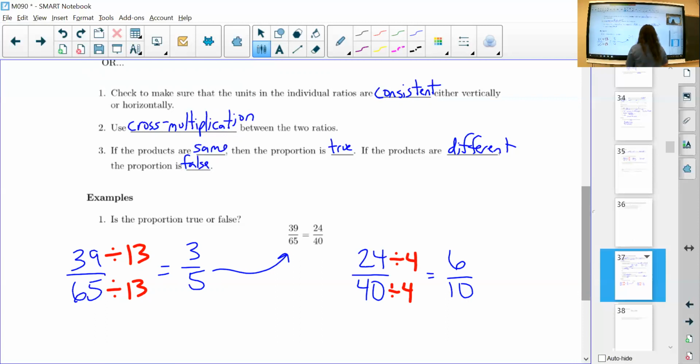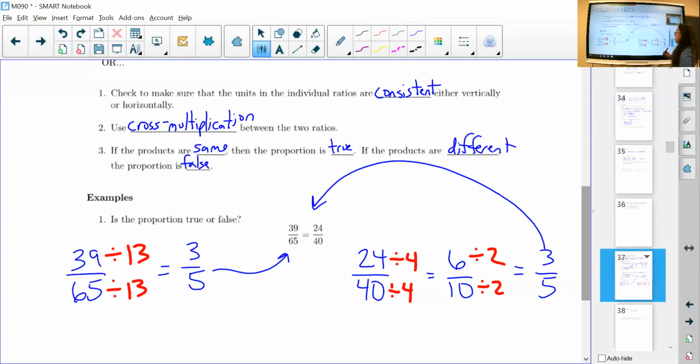6/10 I can divide by 2 and 2. What that means is I could have divided by 8 originally, 4 times 2. But this way it works too. 3/5. Now it's the same. Okay, so that's method one.